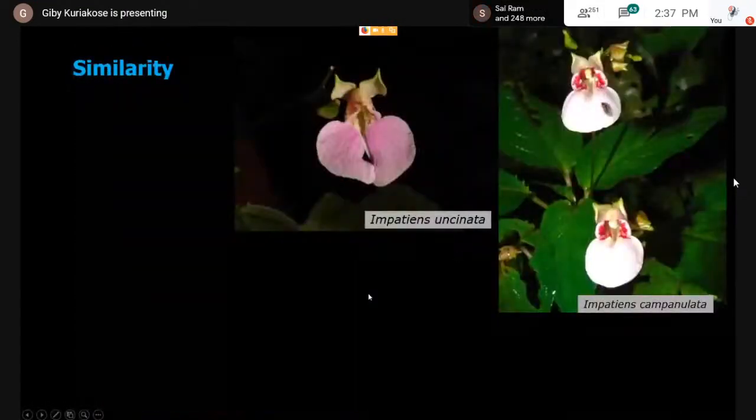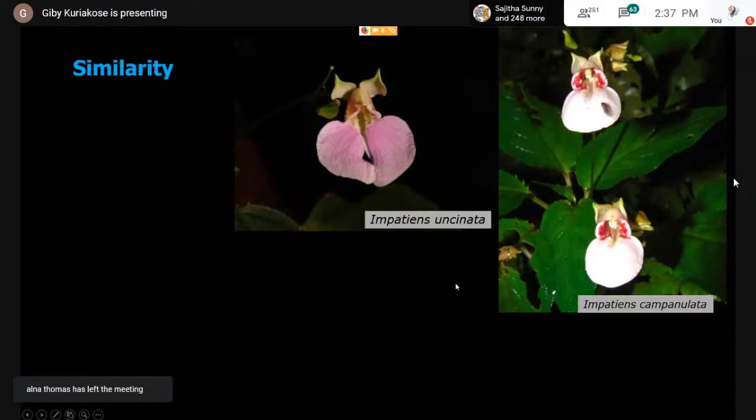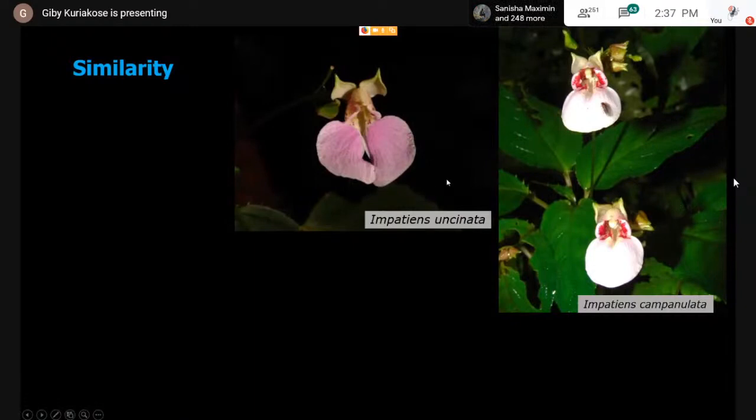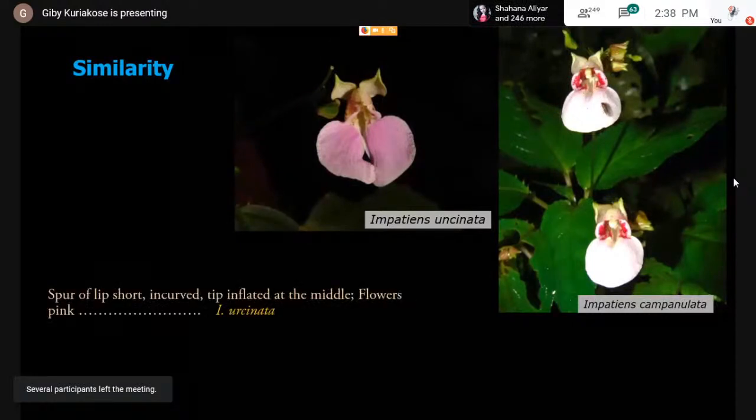Then similarity is another difficulty. When you look at these two plants, unfortunately, I haven't got a leaf picture for this Impatiens uncinata. But let us see with the flowers. When you look at these two flowers at first glance, you may think that they are the same species. But let us see the key for these two species.